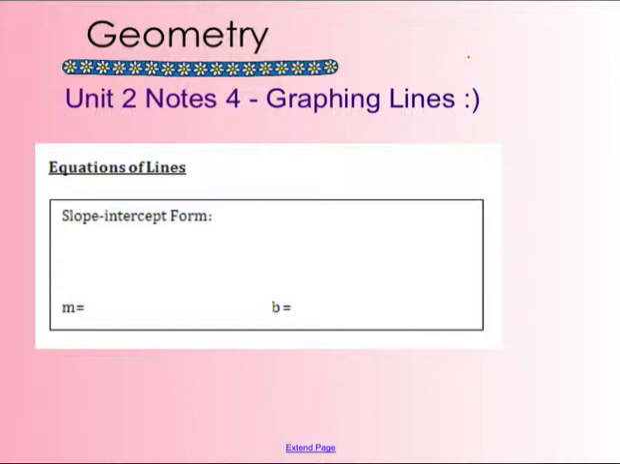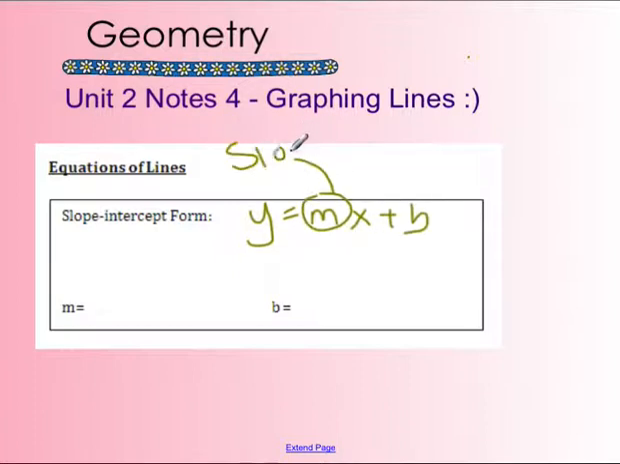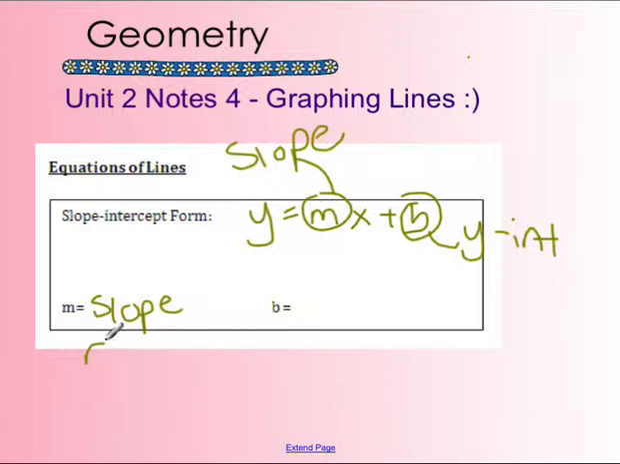So when we put things in slope-intercept form, that's going to be y is equal to mx plus b. So this m is going to represent our slope. That's what we talked about on the previous note sheet, that rise over run. The b is going to talk about our y-intercept. So let's write that there. Our m is equal to our slope, which again we said was rise over run, and b was equal to our y-intercept. Okay, so let's go ahead and take a look at some graphing lines.